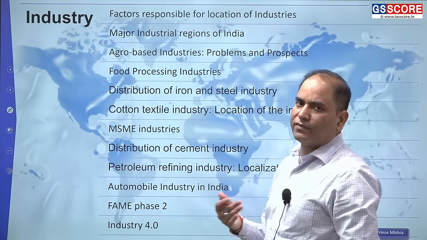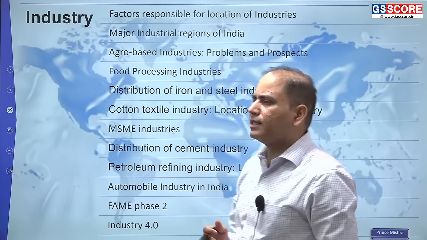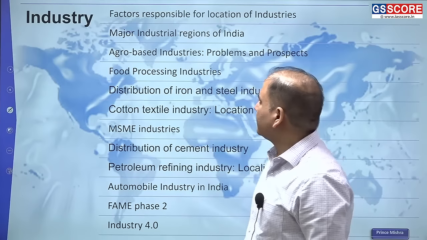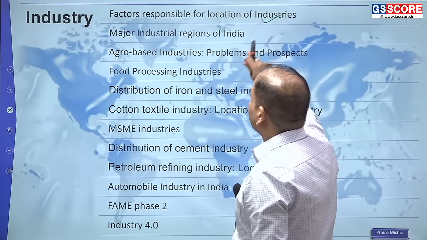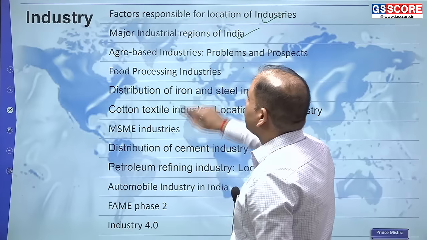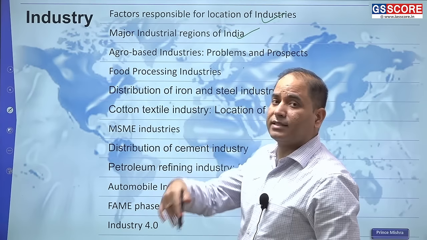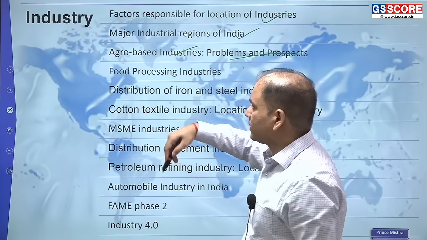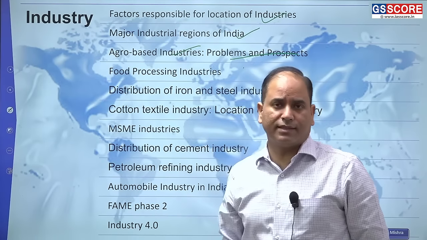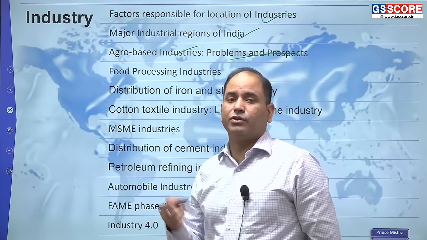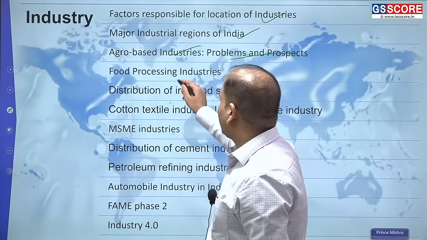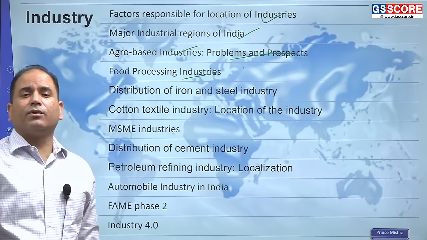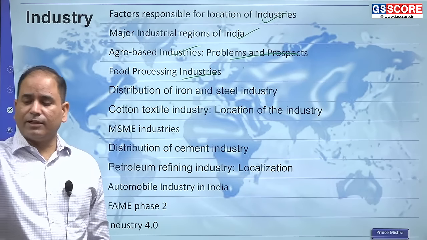So here the main focus will be on why the industry is located here, so the focus will be more on location. So factors responsible for location of industry, then major industrial regions of our country, industrial corridors of our country, agro-based industry, problems, prospects, agro-based industries like sugar industries, cotton industries, jute industries, then food processing industries, how the food processing industries can change the whole dynamics of industrial activity.